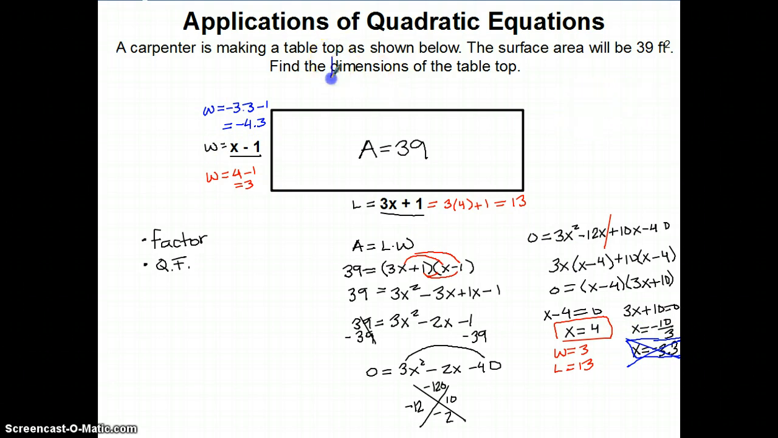So in response to the question, the dimensions of the tabletop are a width of 3 feet and a length of 13 feet.